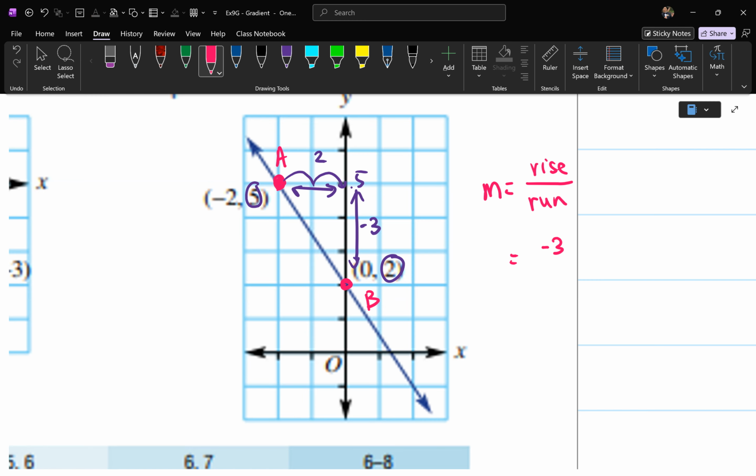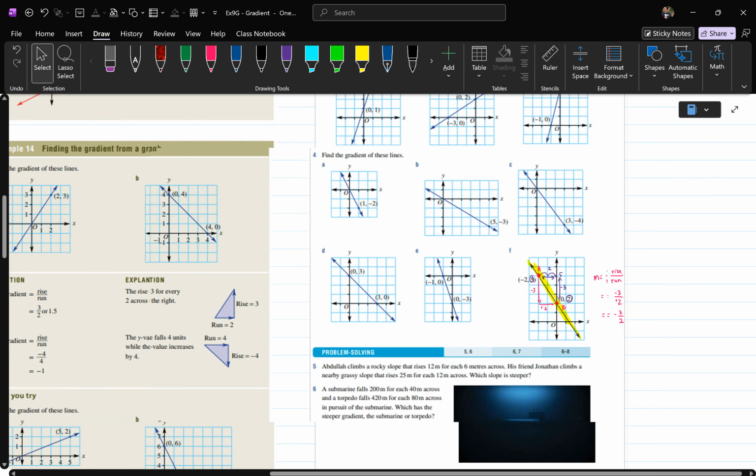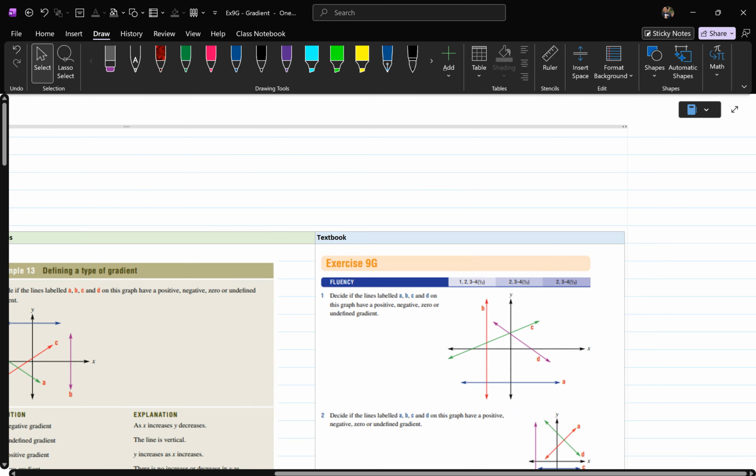Well, I had to go down 3, then across to the right by 2, so positive 2. Negative 3 over 2 is the same thing as saying negative 3 divided by 2, and that's my gradient. It's negative, which makes sense because this is a negative type of gradient. See that? So that's one of the first skills I'm trying to teach you in the notes.